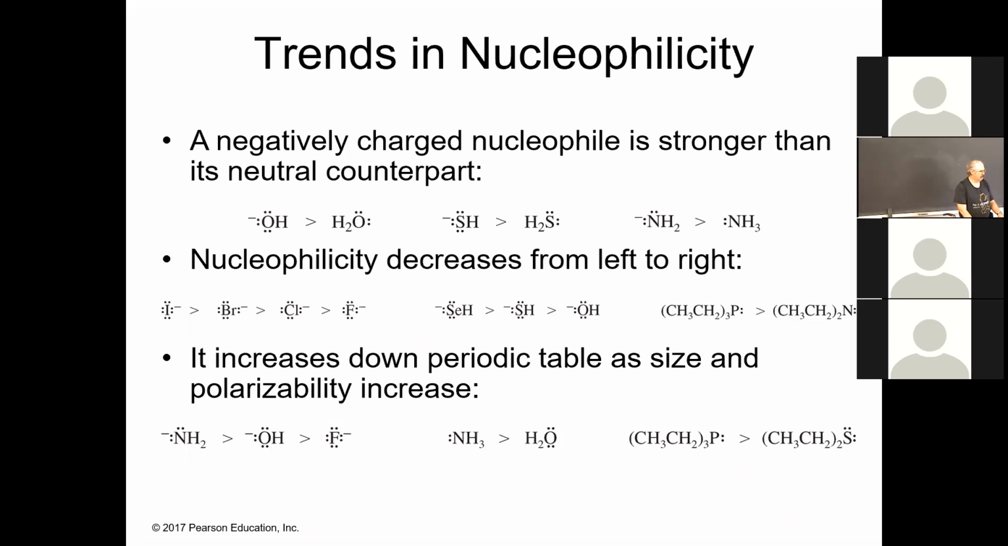As we go across a row of the periodic table, if we compare similarly charged series, NH2 minus is a stronger nucleophile than OH minus, which is stronger than F minus. Ammonia is more nucleophilic than water.